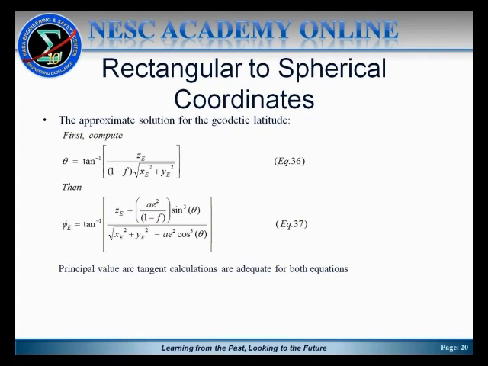The arctangent of ZE plus AE squared over 1 minus flattening times sine cubed of theta, divided by the square root of XE squared plus YE squared minus AE squared times cosine cubed theta. And for both those arctangent calculations in equations 36 and 37, a principal value arctangent is sufficient for both.